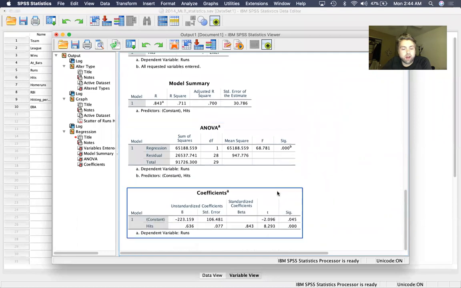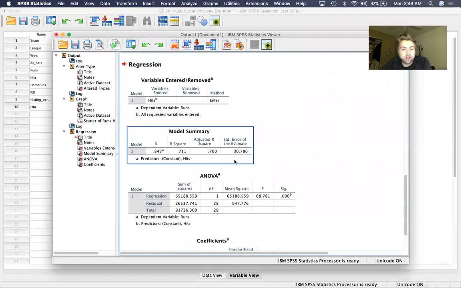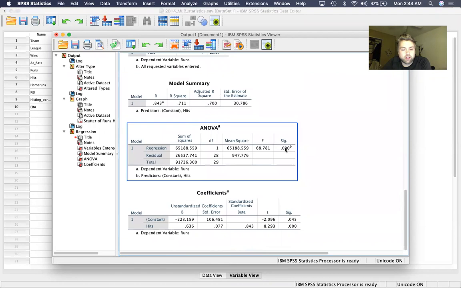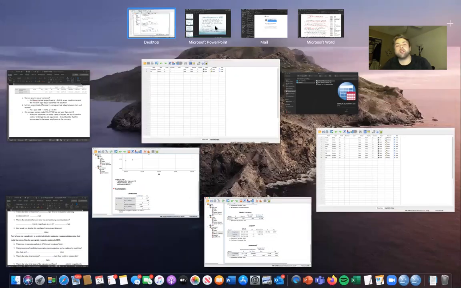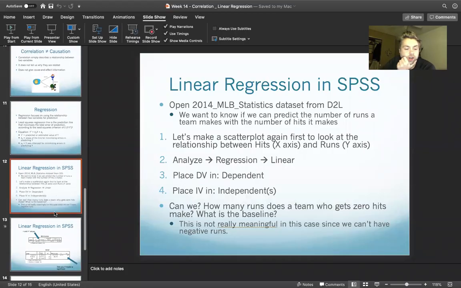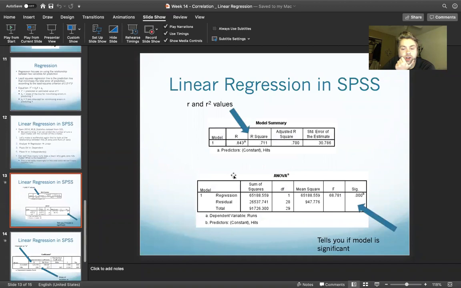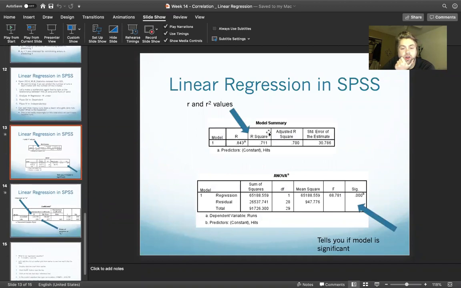Yeah, it looks like our model is significant, as you can tell right here in the significance. And our coefficient is significant as well. So we're able to build that equation that we had earlier. Here's the data. So this is how much variance is explained by our hits variable and runs, so that's good. And as you can see, the model is significant.